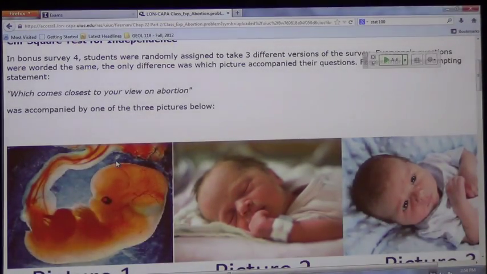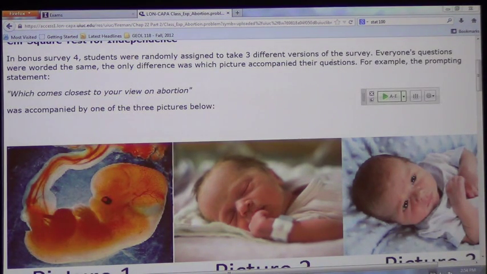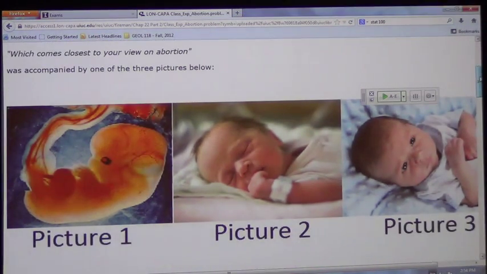Okay, remember this problem? In bonus survey 4, students were randomly assigned to take 3 different versions of the survey. Everyone's questions were worded the same. The only difference was which picture accompanied your questions. These were on abortion: which comes closest to your view of abortion? I thought that if it was accompanied by this picture versus this picture versus that picture, maybe people's feelings on abortion would change. They might give different responses.